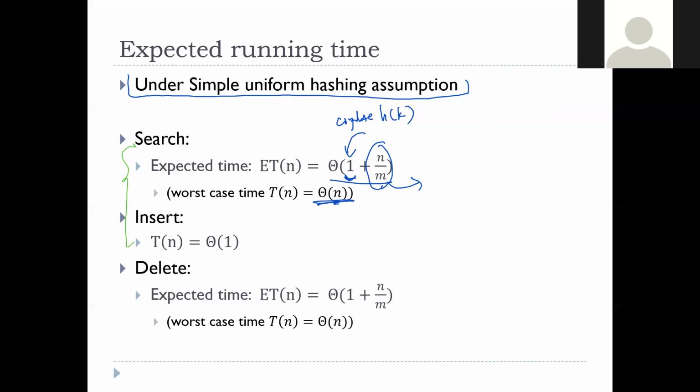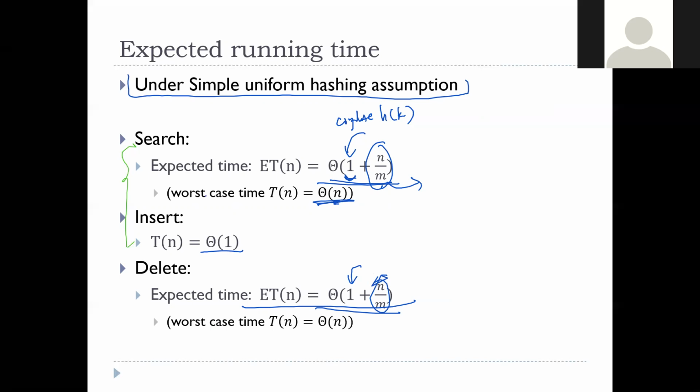And for insertion, we already said you just put it into the list at the head, so that only takes constant time. For delete, you have to find the hash value, search for it, and once you find it, you only spend constant time to remove it from the list. So for both of these, the expected running time depends on the load factor, although the worst case for search and delete can be linear.